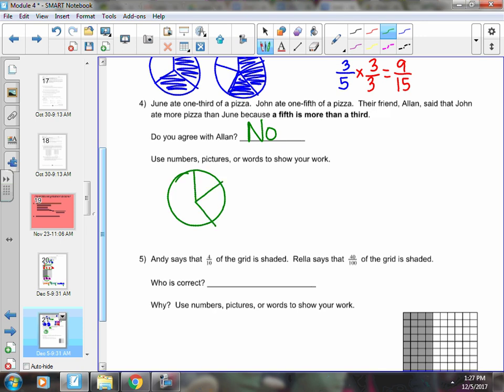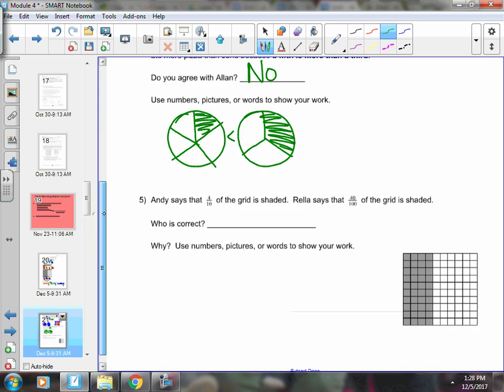If I make 1/5 versus 1/3, I can tell that not 1/5 is bigger, 1/3 is bigger. Remember, the bigger the denominator, the smaller the fraction. So Alan was not correct.